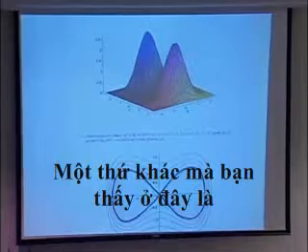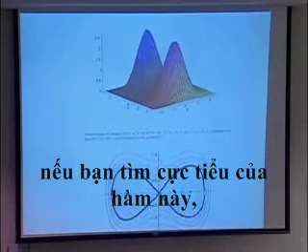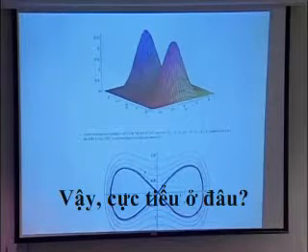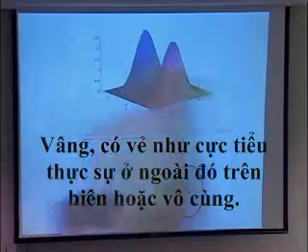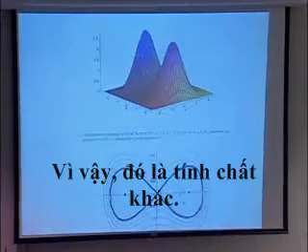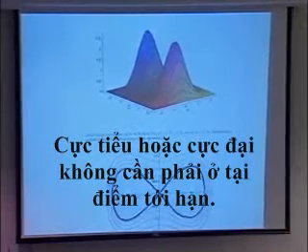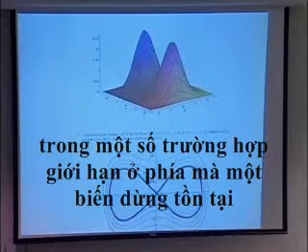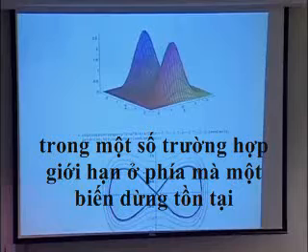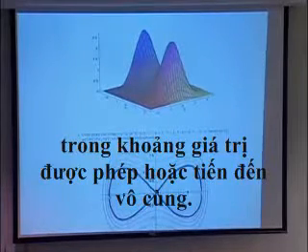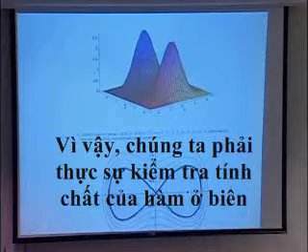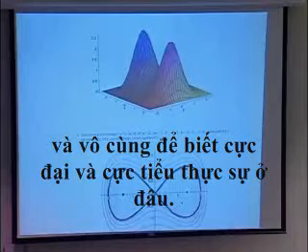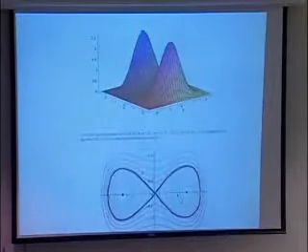The other thing that you see here is if you're looking for the minimum of this function, well, the minimum is not going to be at any of the critical points. So where's the minimum? Well, it looks like the minimum is actually out there on the boundary or at infinity. So that's another feature. The global minimum or maximum doesn't have to be at a critical point. It could also be somehow on the side, in some limiting situation where one variable stops being in the allowed range of values or goes to infinity. So we have to actually check the boundary and the infinity behavior of our function to know where actually the minimum and maximum will be.